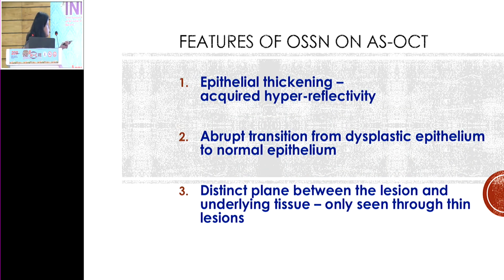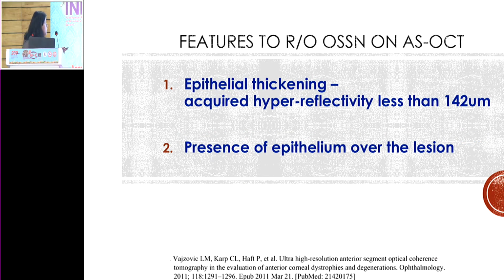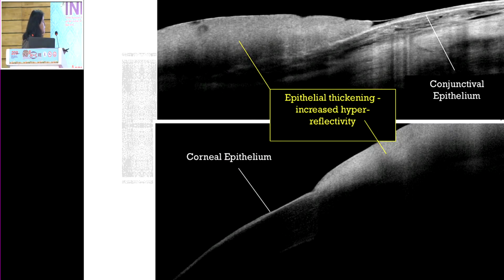Now, the features of OSSN which we can see on anterior segment OCT are epithelial thickening, which is acquired hyperreflectivity more than what is seen on normal corneas and conjunctivas, abrupt transition from dysplastic epithelium to normal epithelium, and a distinct plane between the lesion and the underlying tissue, only seen in thin lesions. And features to rule out OSSN are epithelial thickening of less than 142 microns, and presence of epithelium over the lesion. Which means that the lesion is subepithelial and not coming from the epithelium.